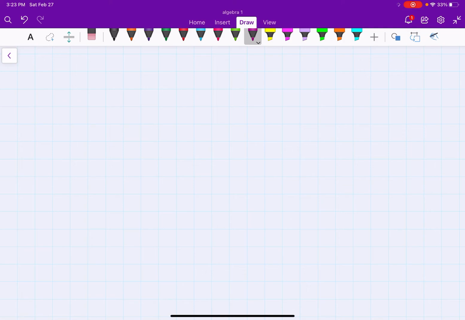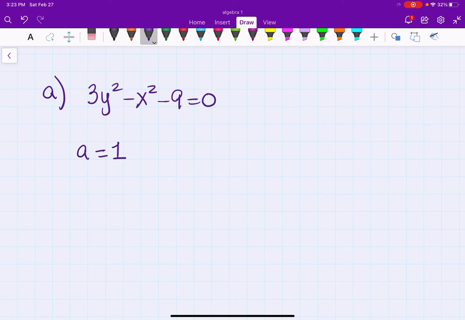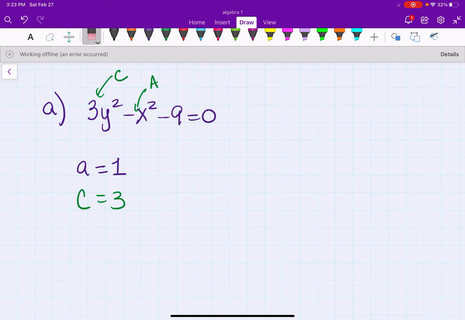So let's look at these problems here. So number 3, without changing the form, we're going to look at them and see if we can figure out what we are dealing with. So I have 3y squared minus x squared minus 9 equals 0. So let me do what I'm saying. A is going to be negative 1 because that's what's in front of the x squared. So A is always going to be here, and C is always going to be here. Okay? And what is C? C is 3. I already wrote this wrong.